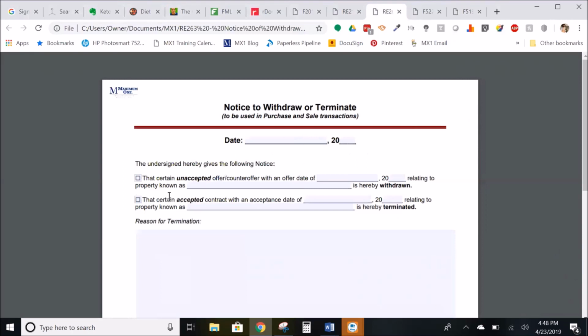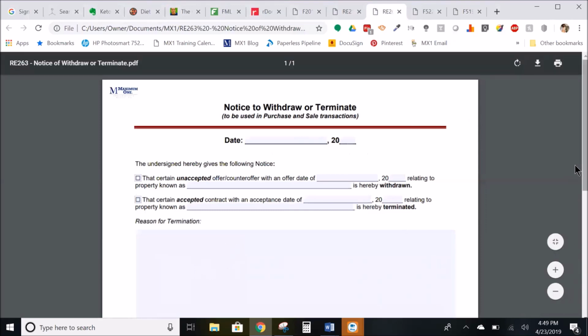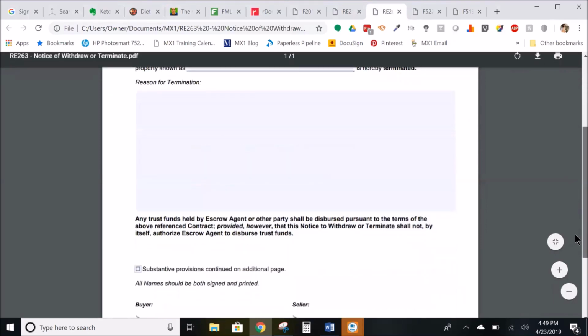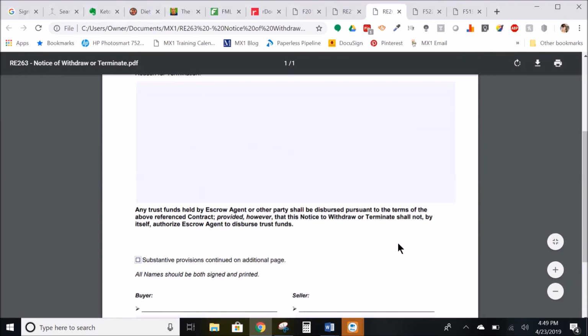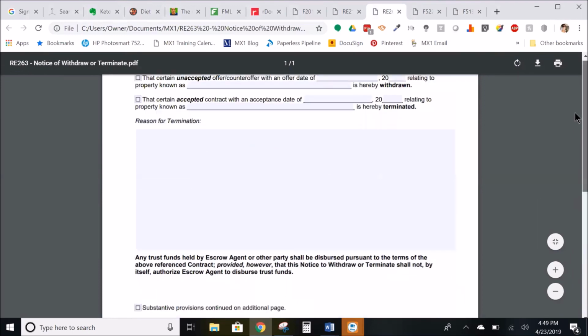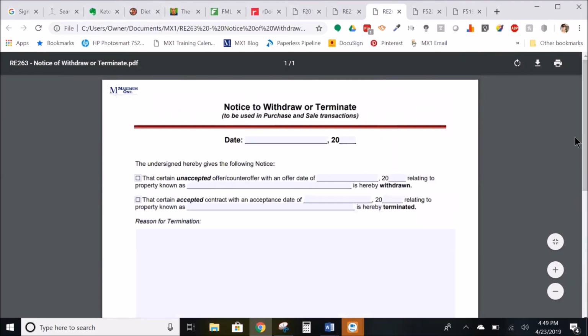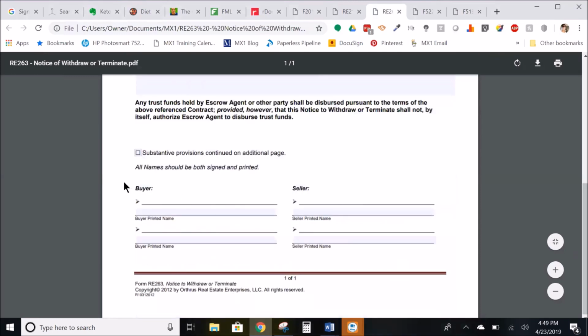But if you are already binding, then you will already have an accepted contract with the acceptance date, and the RE forms packages use the term acceptance date to indicate the binding agreement date, and you are terminating the contract. You would write out the reason for the termination, and then again, termination is notice. Notice is unilateral, so you are going to have either the buyer or the seller sign the termination.